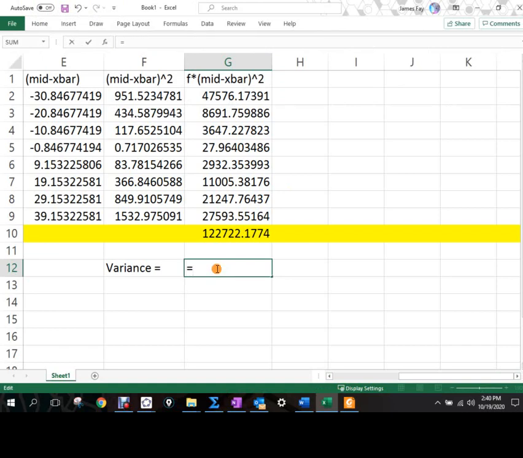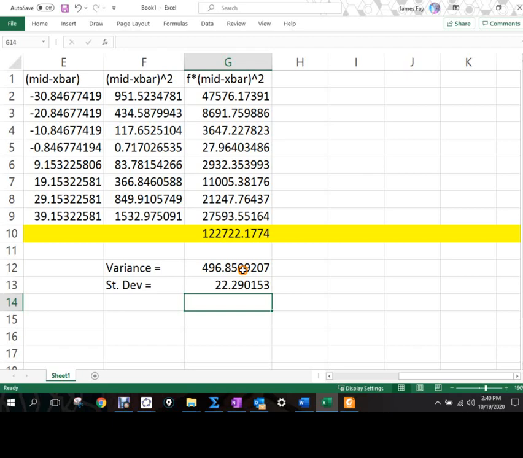All right, so equals that divided by 247 then. And there's my variance. Okay. I want my standard deviation, which is just the what of my variance? Square root. So I'm going to hit equals SQRT of that number right there. And I get my standard deviation.